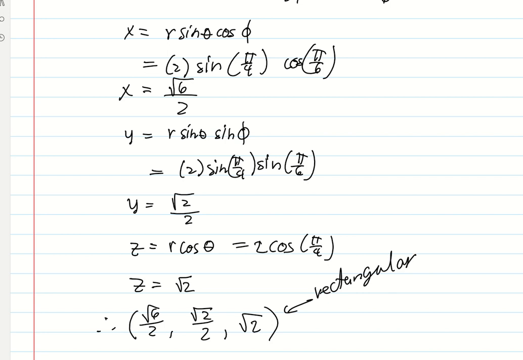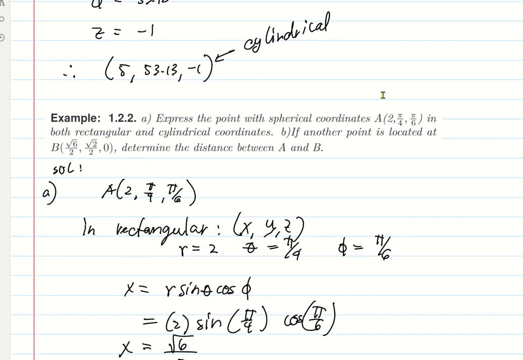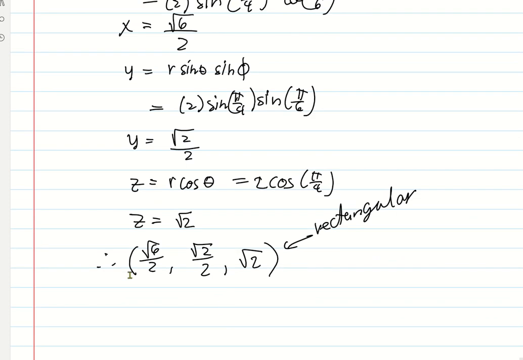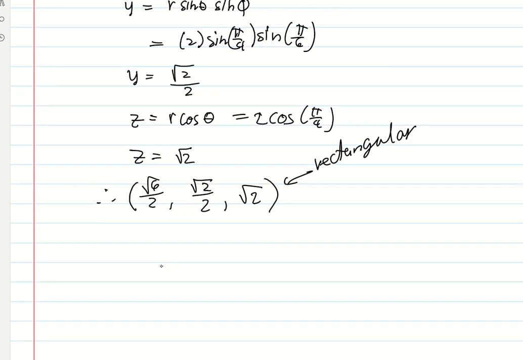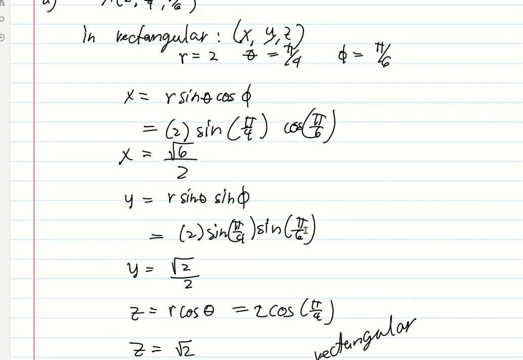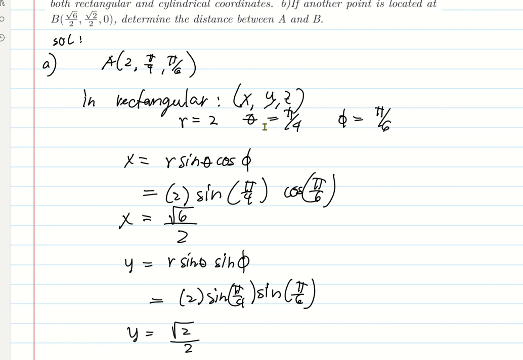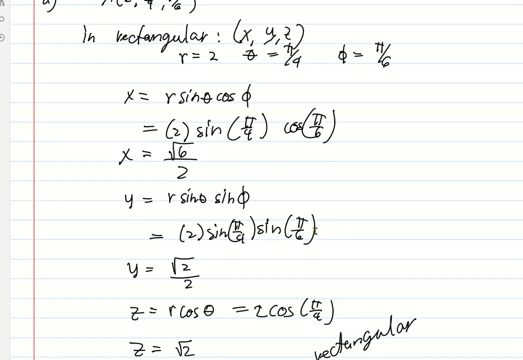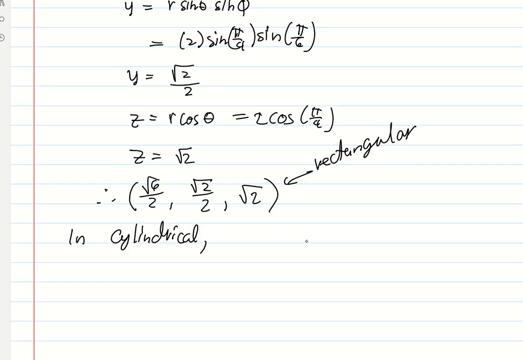So we converted or transformed the given, which is in spherical coordinates, into another coordinate system, which is rectangular coordinates. Then for cylindrical, we also derive the formula for converting from spherical to cylindrical coordinates, using again the given r equals 2, theta equals pi over 4, and phi equals pi over 6. So in cylindrical, what are we solving? We're solving for rho, phi, and z.